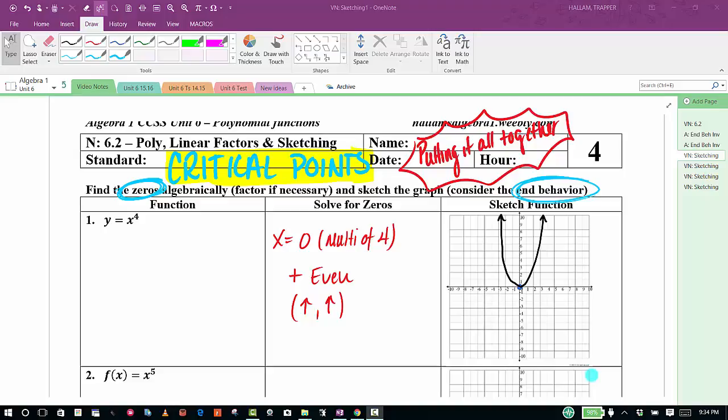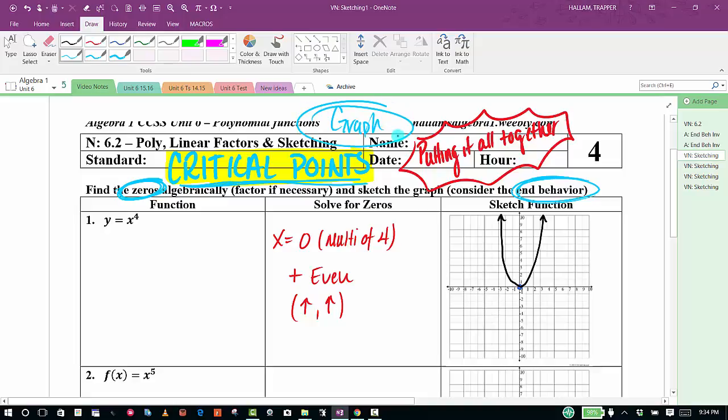Okay, welcome to Note 6.2, kind of a continuation. What we're going to talk about today is polynomials: the linear factors, sketching them, end behavior, turning points. Really what we're doing is finding all of the critical points that exist for a polynomial if you're going to graph it. And that's really our goal here, to graph these. So our goal of graphing should be completed today.